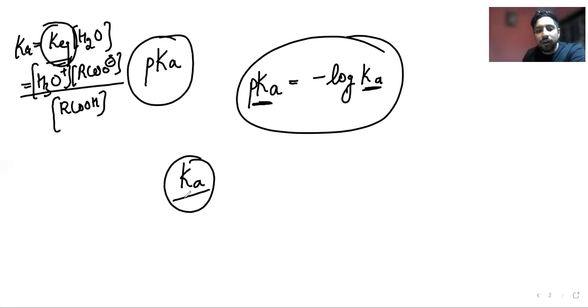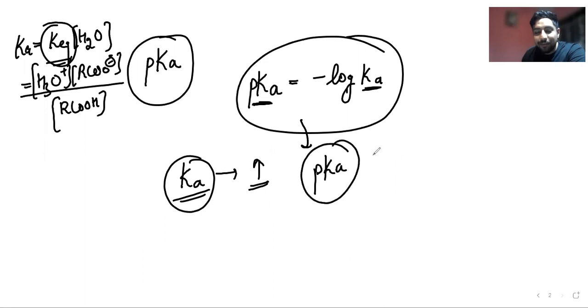Ka is denoting the dissociation of acid. As I said, acids which dissociate very fast, their Ka will be higher, right? And the acids which dissociate slowly, which do not release their H positive, their Ka will be low. Okay, now if Ka value is high, and there is a minus log, right? So that means pKa value will be very less, and that means that acid is a strong acid.